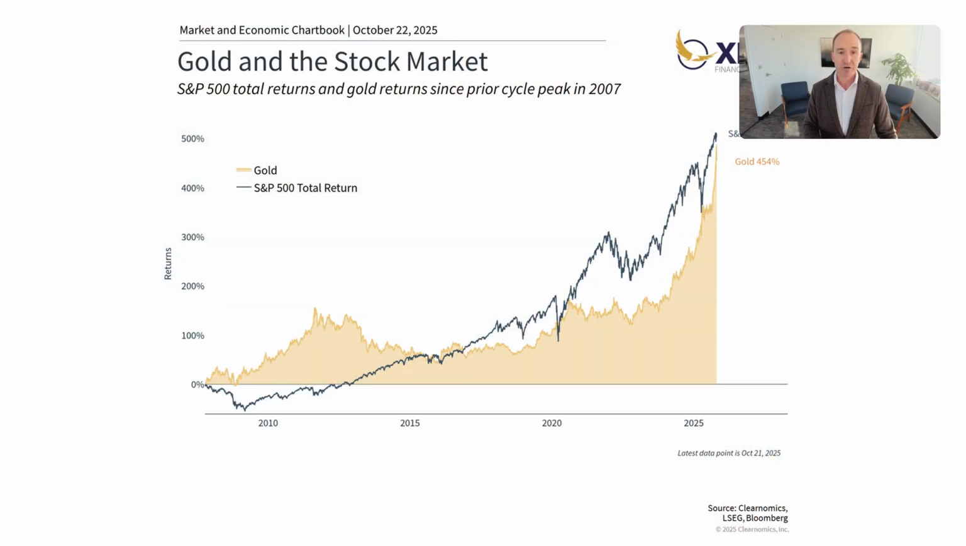The accompanying chart here shows gold's performance in the filled in gold color and the S&P 500 in the thin blue line since the market peak of 2007. And what we see is that there are periods of high correlation between the two asset classes and periods of negative correlation.